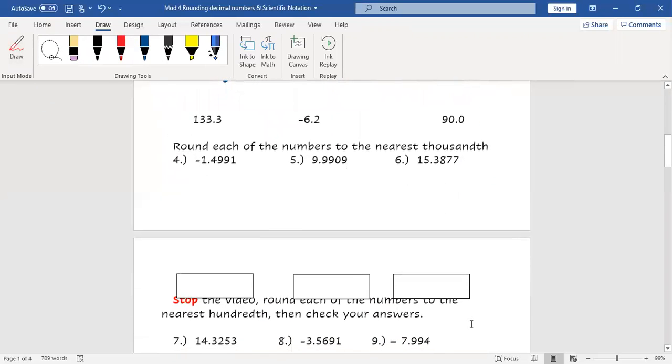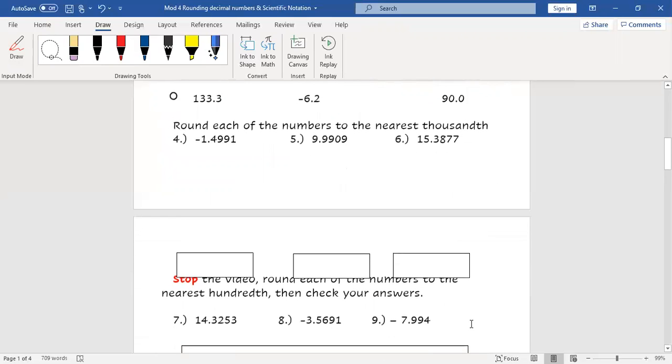My next set of 3 numbers, it says round each of the numbers to the nearest thousandths. Again, the first thing I want to do is find the thousandths place value. So I always like to count tenths, hundredths, thousandths, tenths, hundredths, thousandths. Once I've located the place value that I want to round to, I simply look at the number to the right, and if it's 5 or higher, I round up. If it's not, I simply drop it off. For my first one, I'm going to have -1 and 499 thousandths.